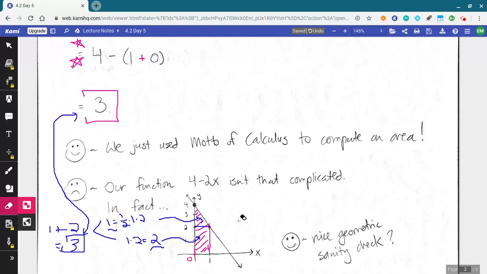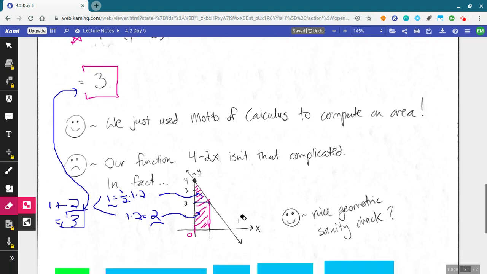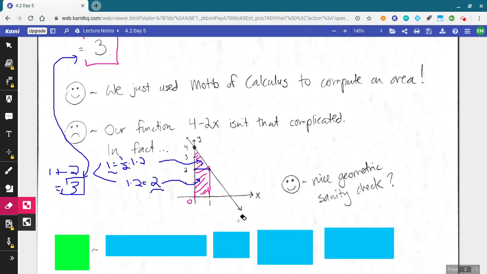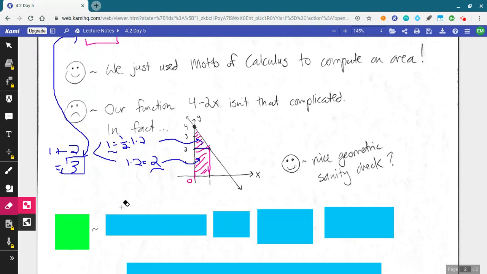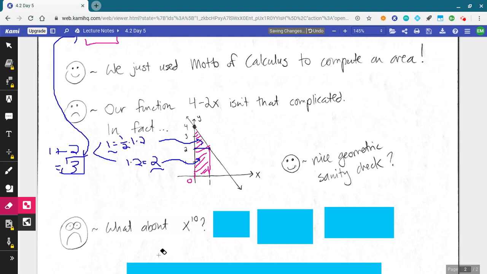All right, but again, this is for 4 minus 2x, and x cubed itself wasn't too bad. Something that might make us feel a little bit worried. So what if we crank things up? All right, what about if we did like x to the 10th? Are we going to need to know some formula for the sum of i to the 10th power? Right, what is that going to look like?